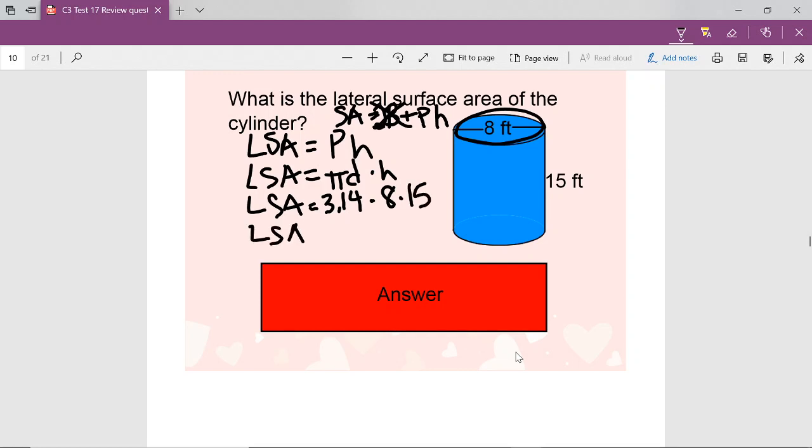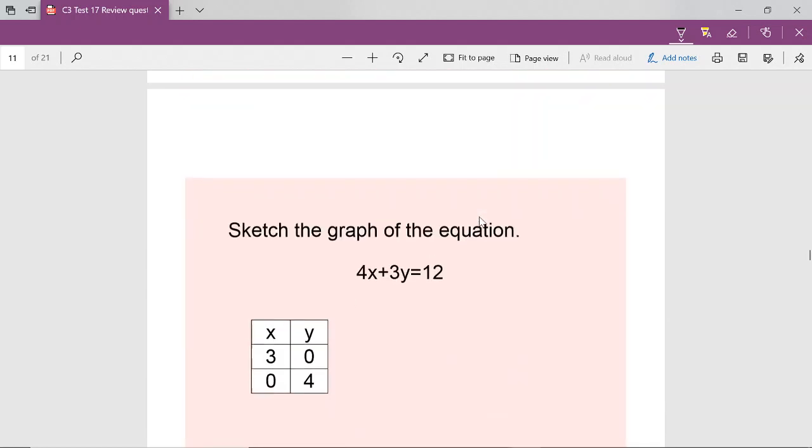And so when you multiply all of that out, you get 376.8 square feet, since we're looking at surface area, feet squared.